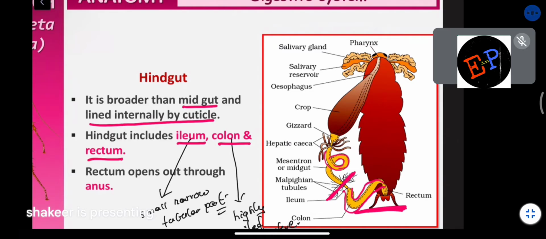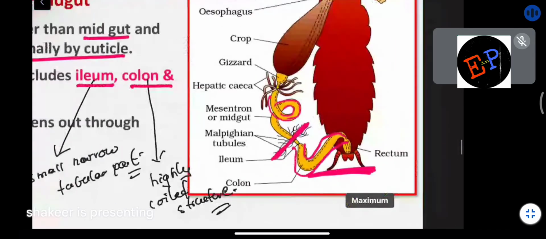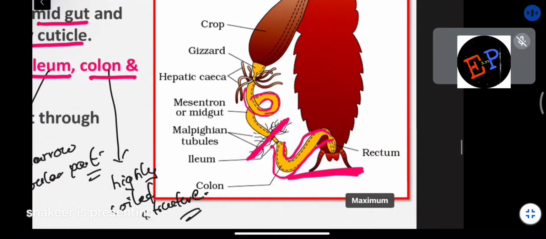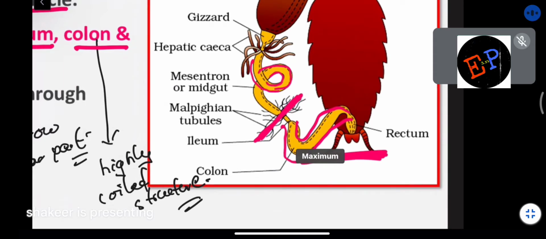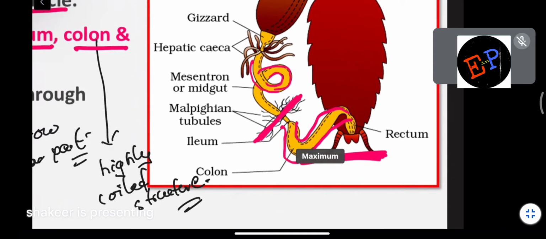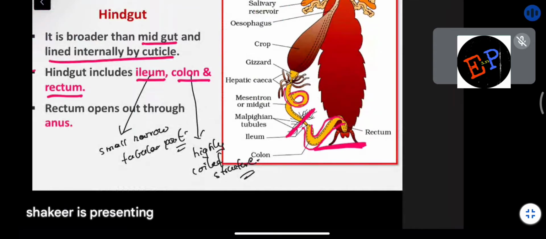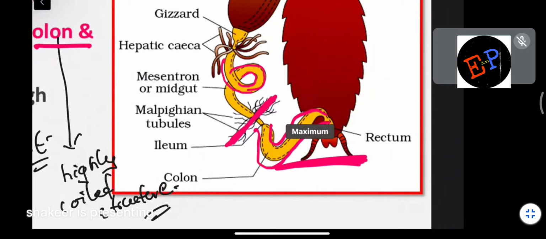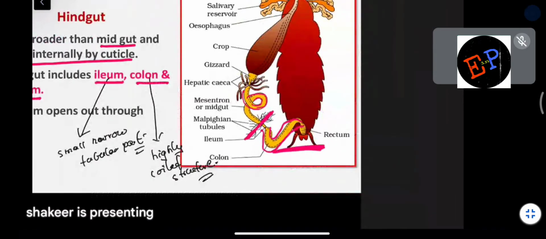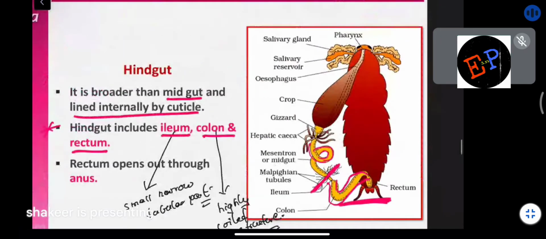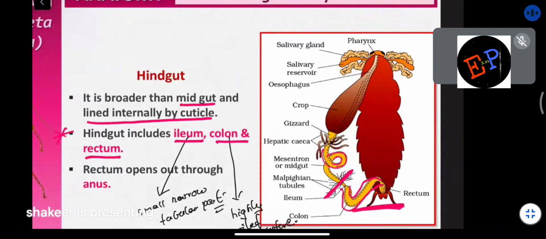So the hindgut includes the ileum, colon, and rectum. These are the three parts of which the hindgut is made up. One is the ileum, second is the colon, and third is the rectum. This region which you are seeing here, a very small tube attached to the Malpighian tubules, is nothing but the ileum. To the ileum the colon will be attached, and to the colon the rectum will be attached, and the rectum opens out to the outside with the help of the anus.